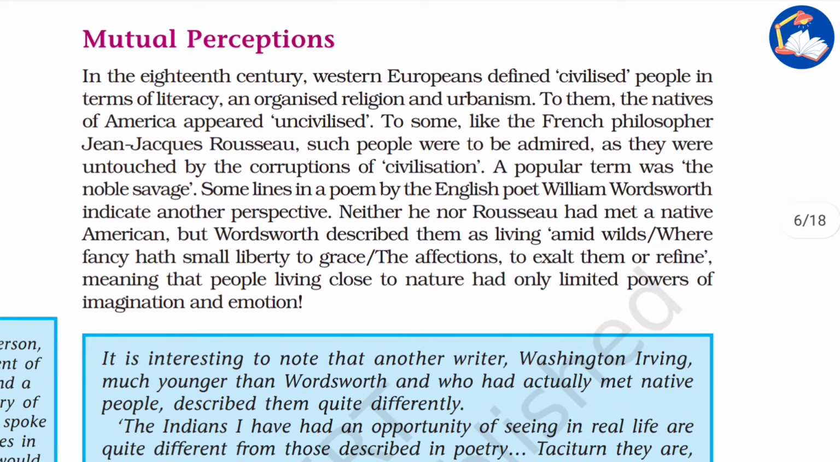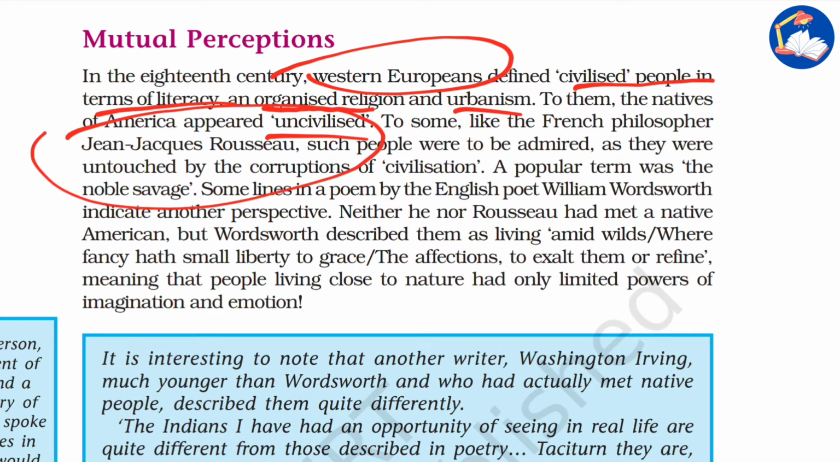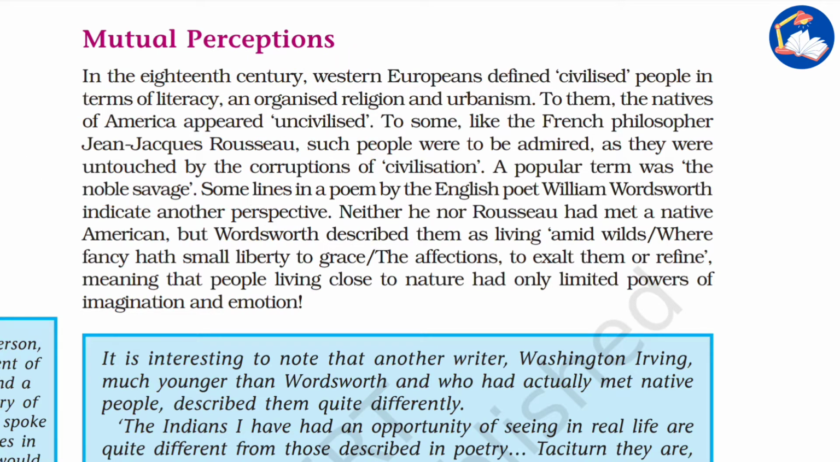Western Europeans defined civilized people in terms of literacy, organized religion and urbanism. To them, the natives of America appeared uncivilized. But to some, like the French philosopher Jean-Jacques Rousseau, who is an important philosopher in the case of the French Revolution, we'll read about it, he actually admired them as they were untouched by the corruptions of civilization. A popular term was the noble savage, in lines of a poem by English poet William Wordsworth.